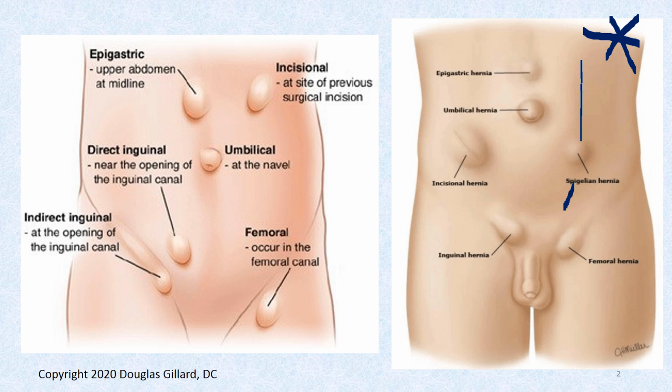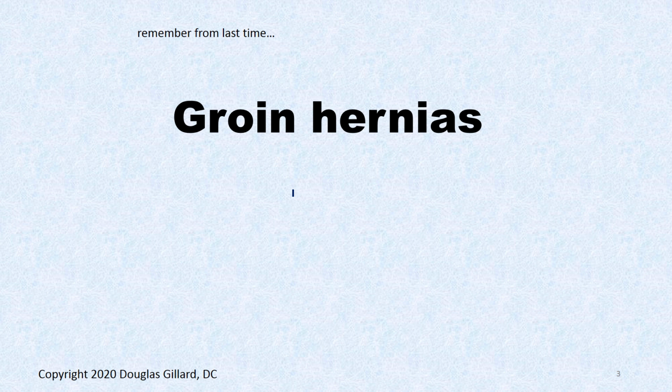And then the linea alba, that tendon that separates the right rectus abdominis from the left rectus abdominis. So you can get epigastric hernias up there underneath the xiphoid. You can get suprapubic hernias as well, which is not in here. So make sure you know these if you don't already. But let's focus on groin hernias.